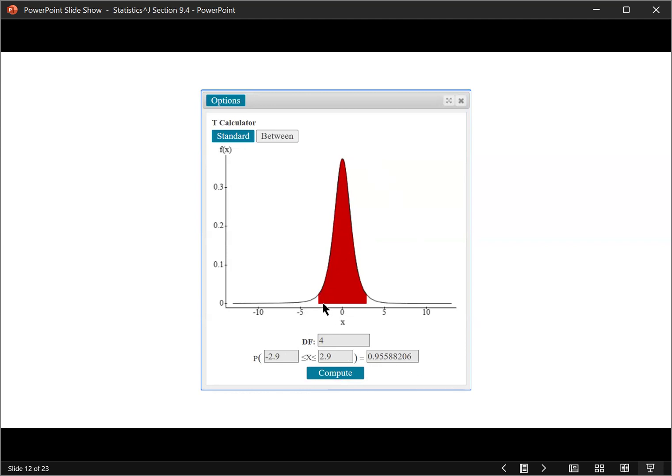So what is that? That's the area that's between the two. That's not what we want, though. That's not what you're supposed to calculate when you're doing a two-tailed test. You're supposed to calculate the area that's in the tails.